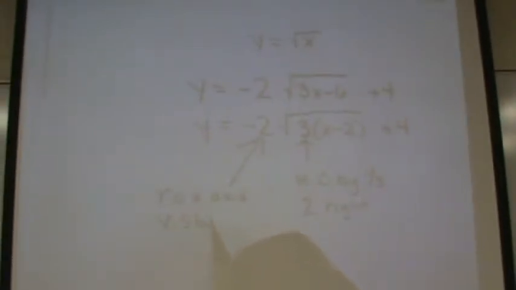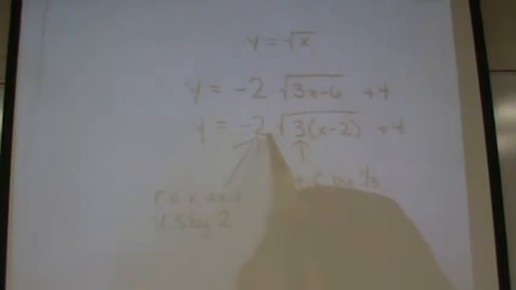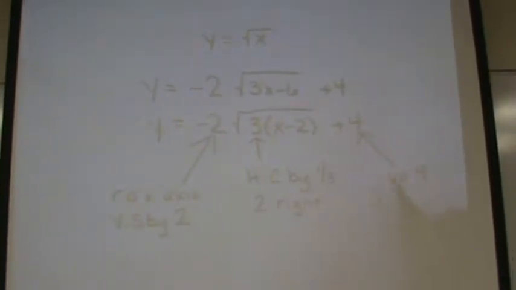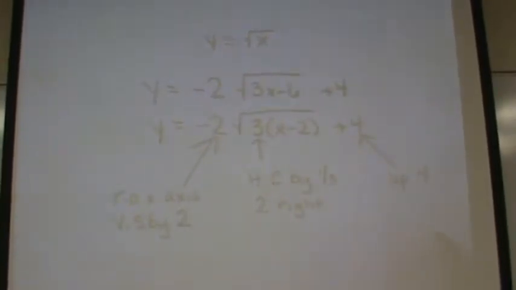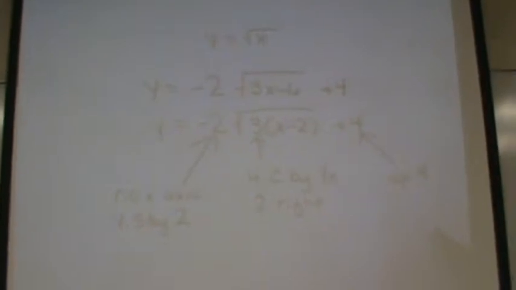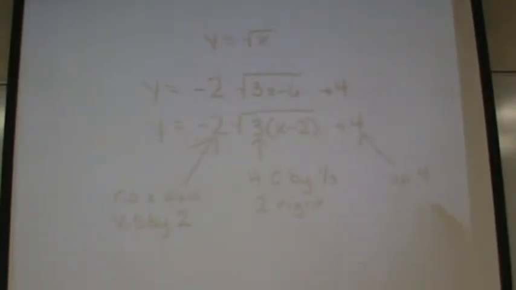And it's also a vertical stretch by 2. How do you do this right here? You multiply the y values by -2. And the last thing is going to be up 4. You're going to add 4 to all your y values. Okay? So you need to be able to describe the transformations here. So let's look at these.